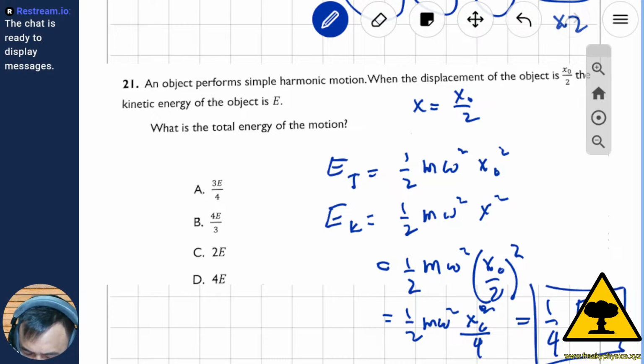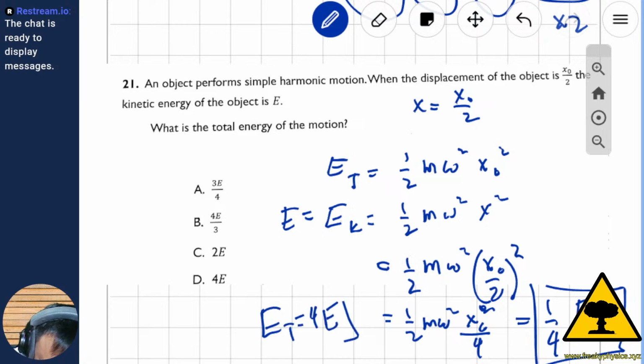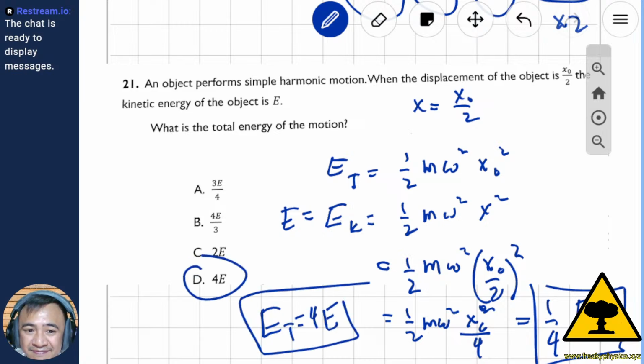Okay, so what's our answer? So E equals EK, and that's that, right? So in this case, E is 1/4 ET, the total energy. So total energy here is equal to 4E. Answer's D.